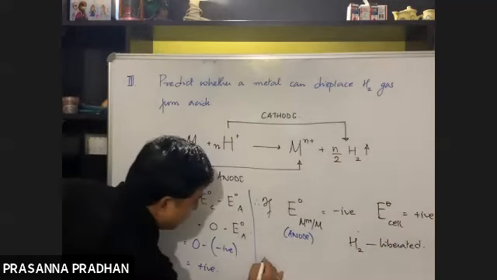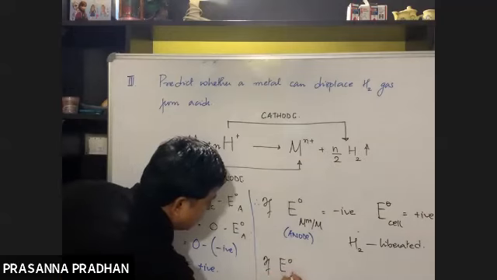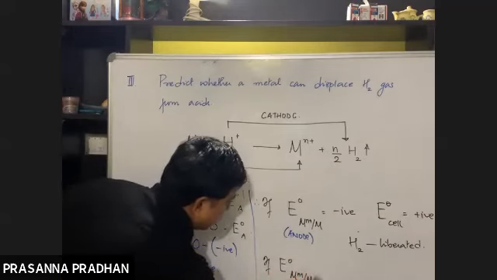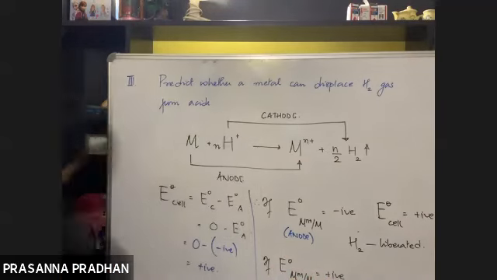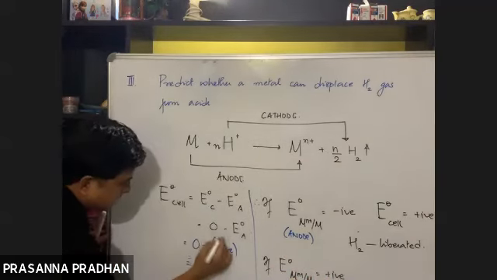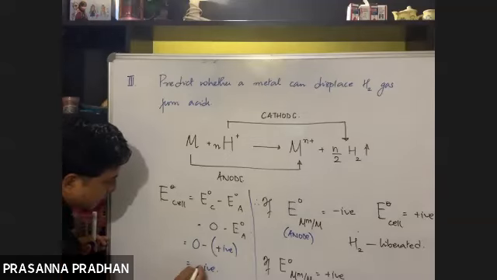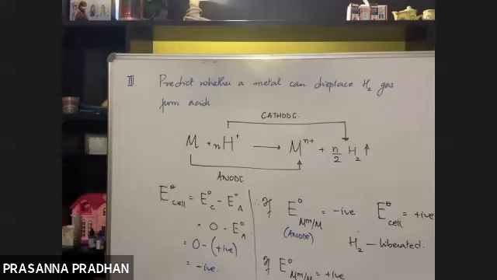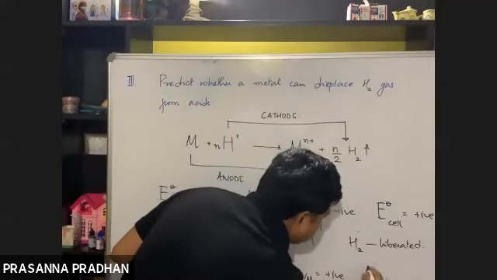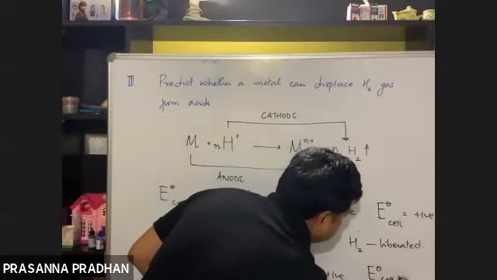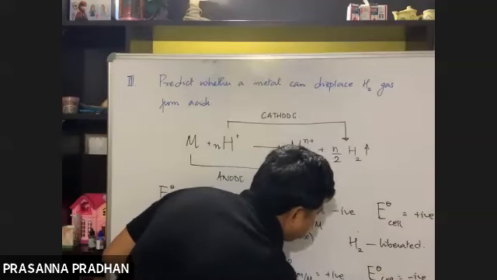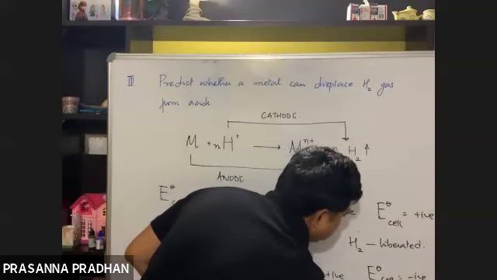But let us suppose that E naught anode is positive. What will be the value of E naught cell then? Positive into negative, what will be the value? Negative. Then here E naught cell will be negative. That means hydrogen gas will not be liberated.